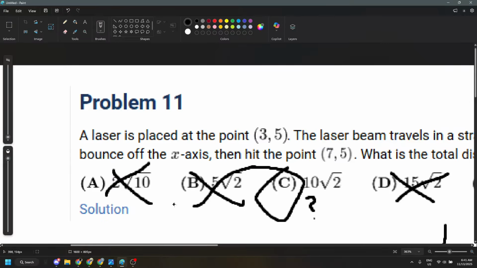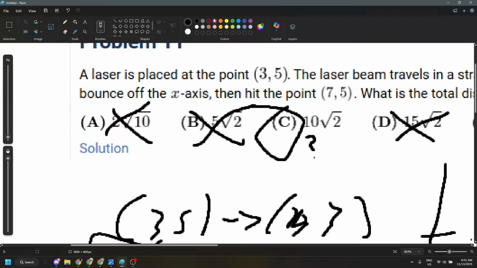I didn't do that, but I think my method was really smart because I just guesstimated, and that seemed to work for me.